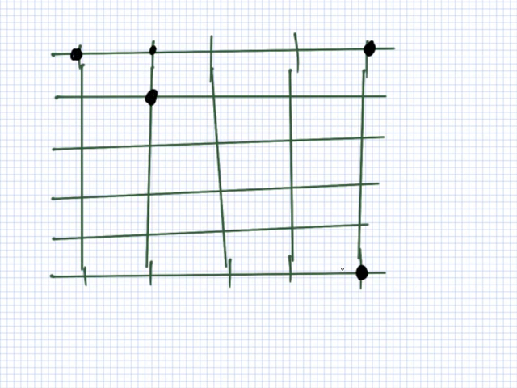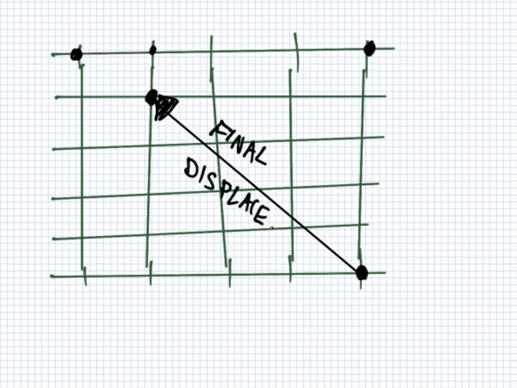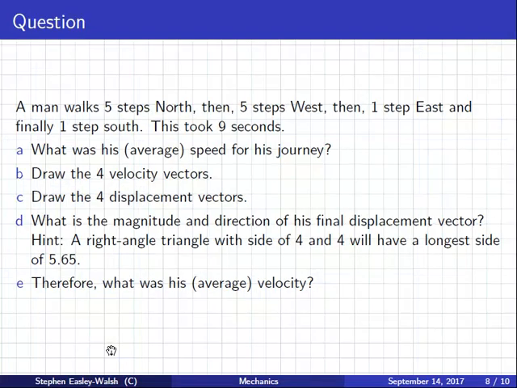So this here is the final displacement. My question is, what is the magnitude, which means the length, and what is the direction? I'll give you 1 minute to try and write that down. I'll just write FD for final displacement equals. And there's a little hint in the question as well.